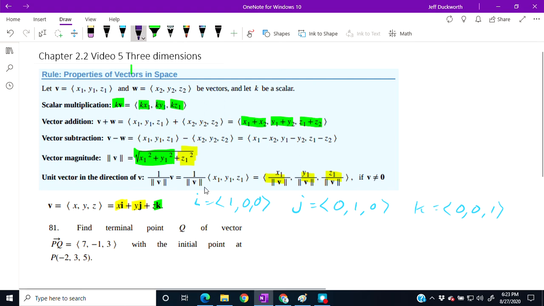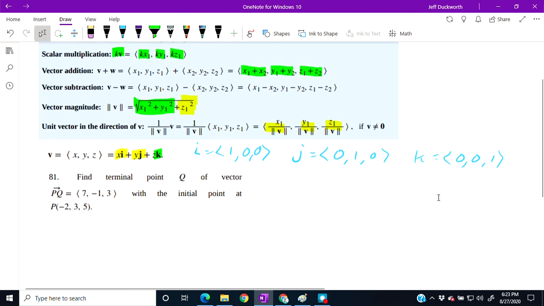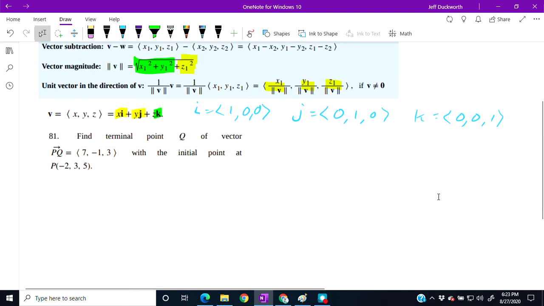All right, so let's try to take a look at problem number 81 from your book. Let me scroll down a little bit. It says, find the terminal point q of the vector that goes between p and q, which has that vector, with initial point p at -2, 3, 5. So our initial point is p, our terminal point is q. We need to figure it out.